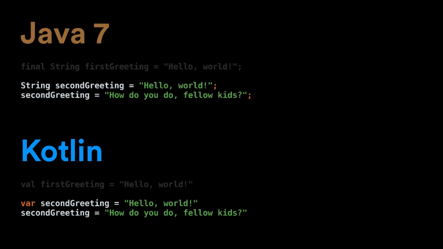If I want to be able to reassign something, in Java I just omit that final keyword, and then I can reassign to a new string. In Kotlin, I have to explicitly switch my val to a var, so I'm making an explicit declaration there. But then I can do the same thing. I can reassign my variable to a new value.